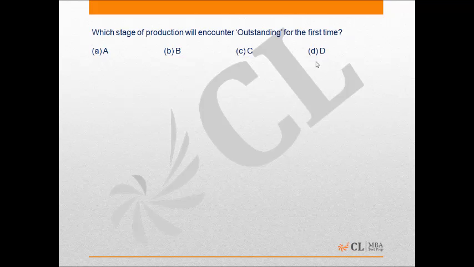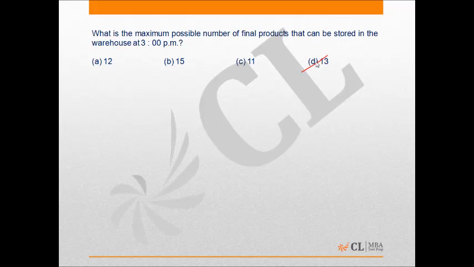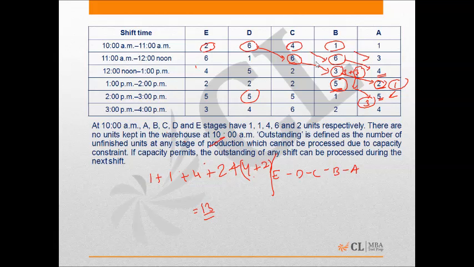Now coming to the next question, here we are asked to find which stage of production will encounter outstanding for the first time. There would not be a case of outstanding between 10 and 11. Now coming to 11 o'clock, if we see at stage D, whose processing capacity is 1 but it receives 2 units from stage E, so D will encounter outstanding at 11.